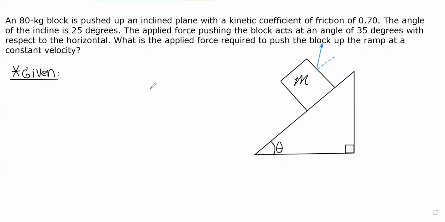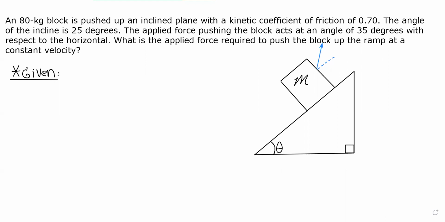An 80 kilogram block is pushed up an inclined plane with a kinetic coefficient of friction of 0.70. The angle of the incline is 25 degrees. The applied force pushing the block acts at an angle of 35 degrees with respect to the horizontal. What is the applied force required to push the block up the ramp at a constant velocity?